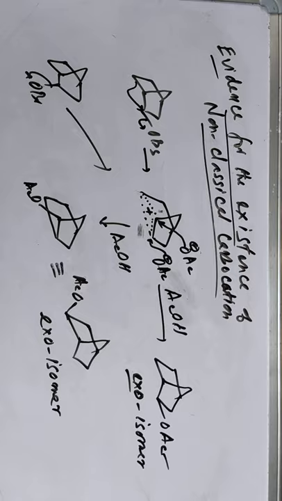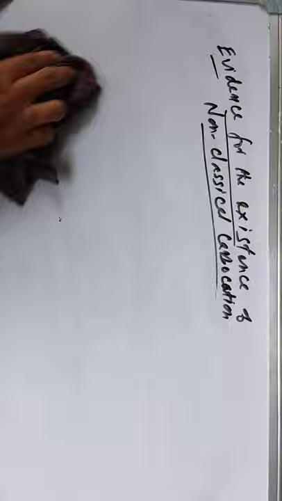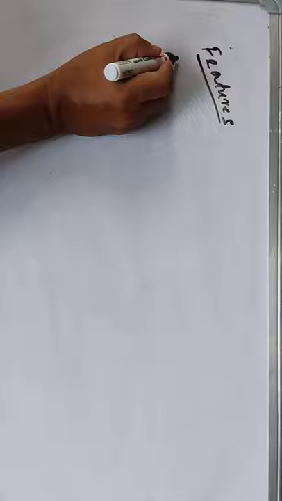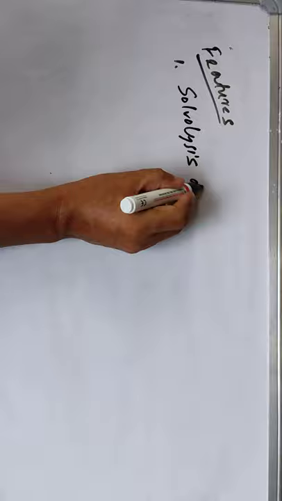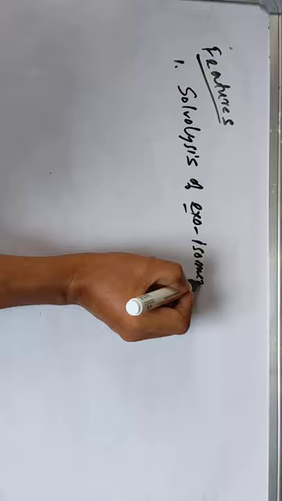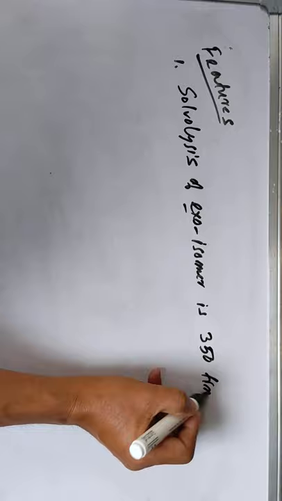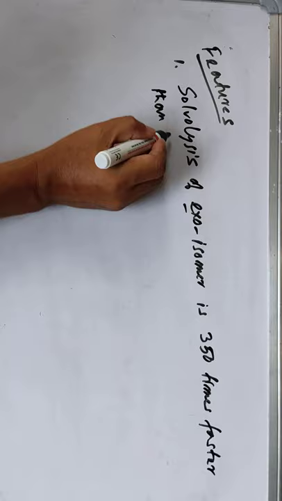Now we can summarize the evidence for the existence of non-classical carbocations. So here are some points required for the evidence of non-classical carbocations. The first one is that the solvolysis of the exo isomer is 250 times faster as compared with the endo isomer. So here, the first one is solvolysis, or you can say acetolysis, of the exo isomer is 350 times faster than that of the endo isomer. That we are giving examples in the earlier.